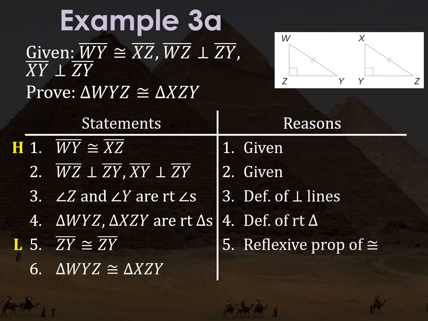Which leads to statement 6. Triangles WYZ and XZY are congruent by HL. So again with HL, pair of congruent hypotenuses, one pair of congruent legs, and a right triangle.